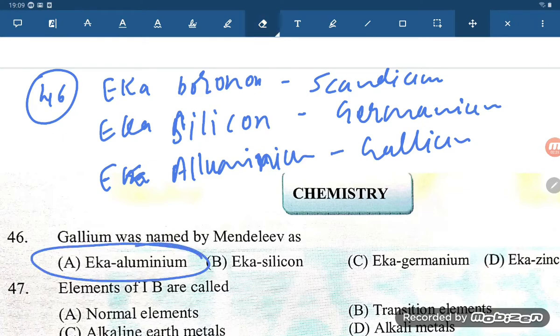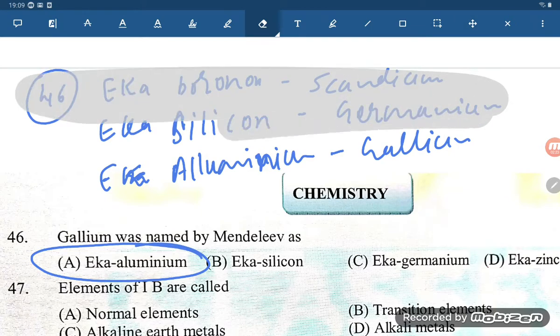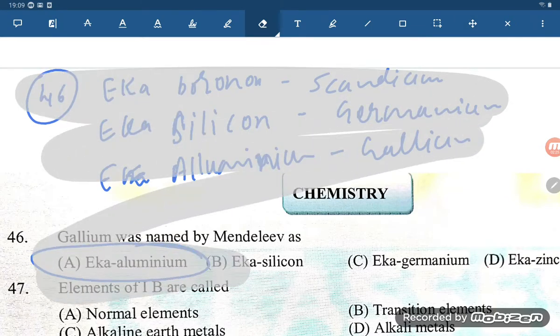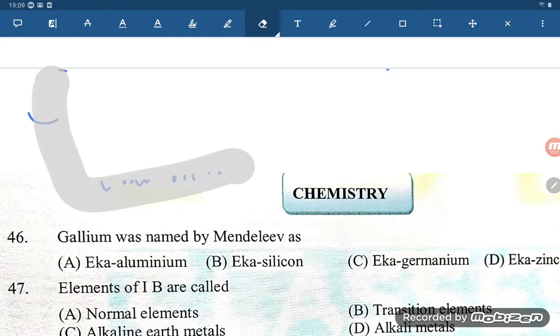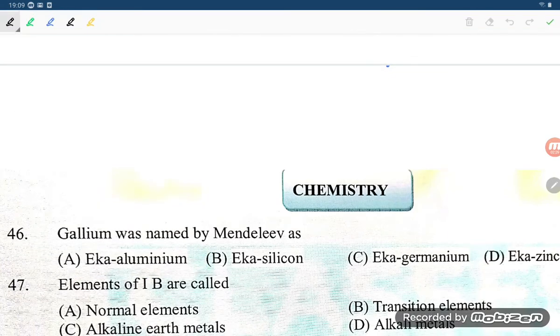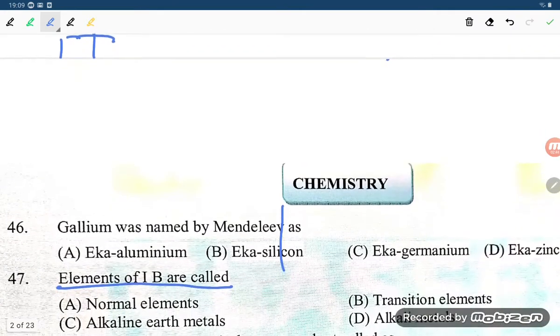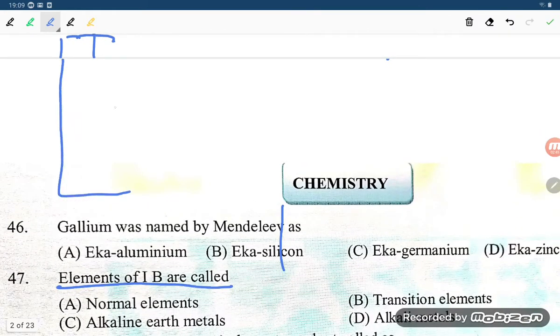Okay, now the next problem, let us see, students. The problem number is 47. What is problem number 47, students? So 47 is saying: the element of first B is called element of first B. Now students, if you know the periodic table, you can answer this question very easily. And if you don't know, it is difficult to answer.